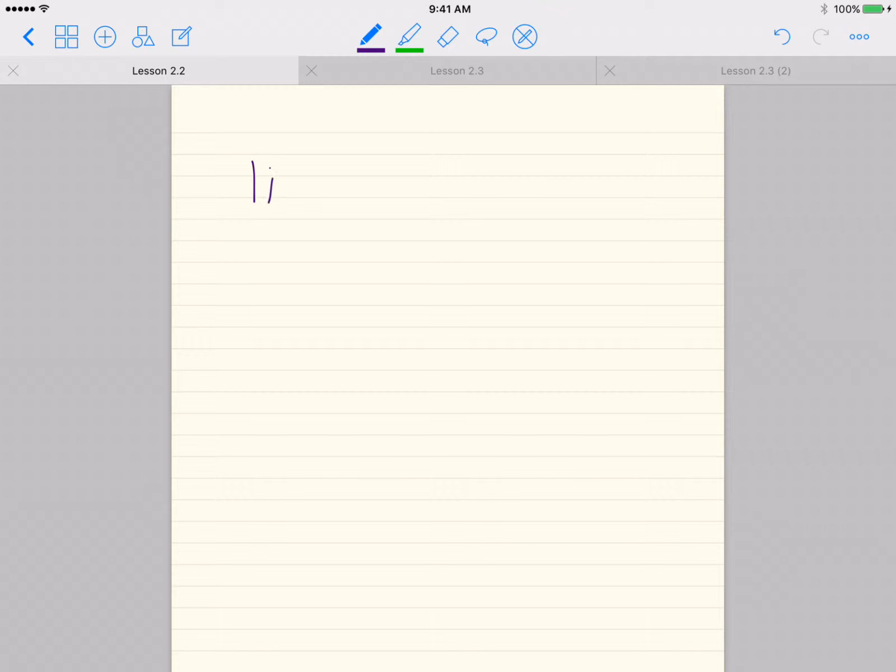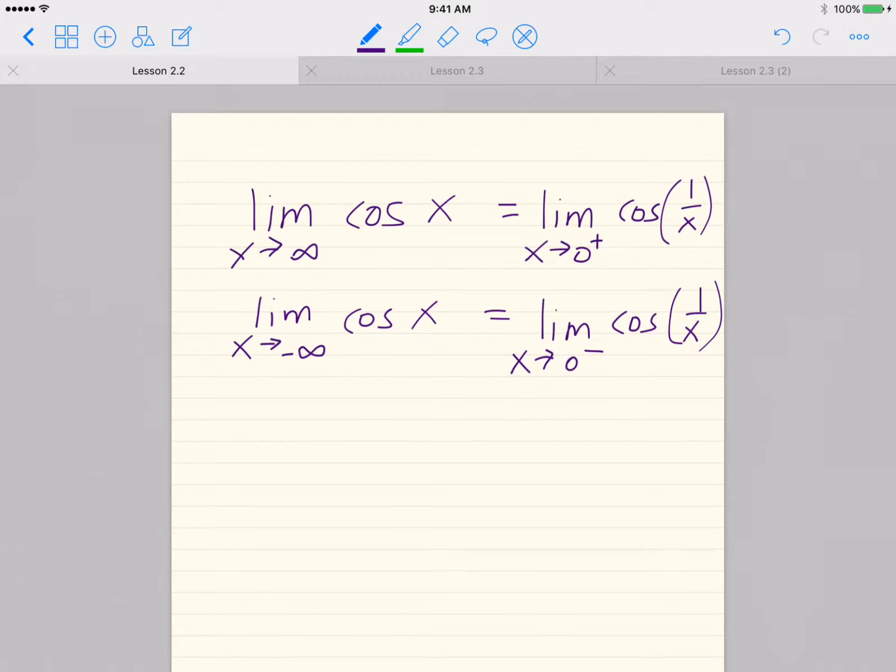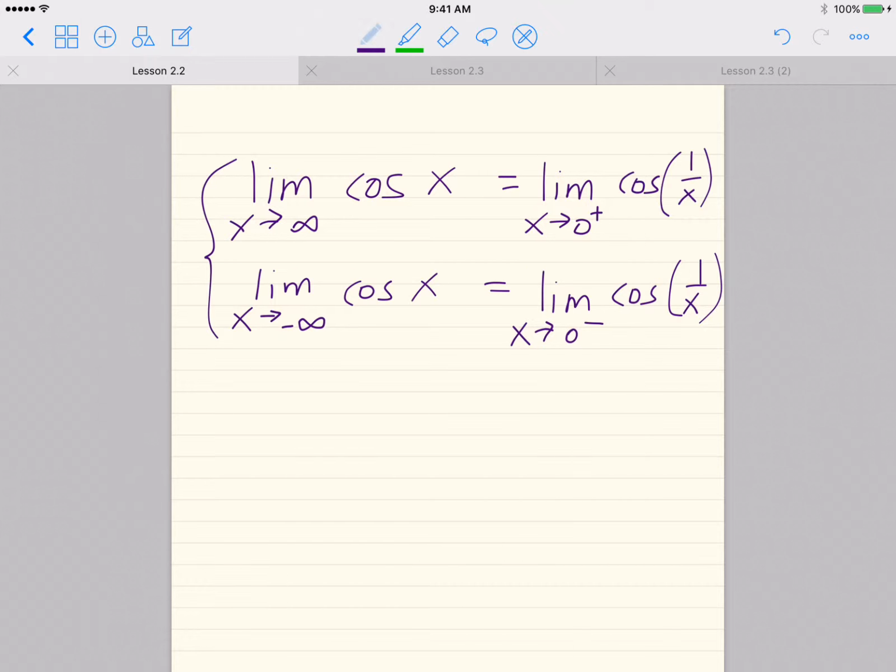So let's think about this. You could find the limit of the cosine of x as the x value approaches infinity. You could say that that's the same thing as the limit of the cosine of 1 over x as x approaches 0 from the right side. And similarly, you could say that the limit of cosine of x as x approaches negative infinity is equal to the limit of the cosine of 1 over x as x approaches 0 from the left side. In either case, the limit does not exist. So this is not the best example. So let me give you another example.